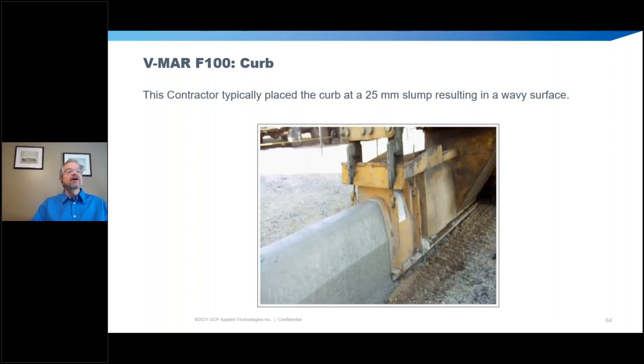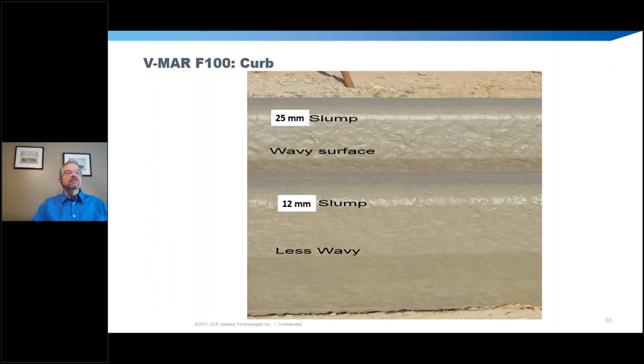Okay, typically a contractor places a curb at a 25 millimeter slump and it results in a wavy surface. And this was an actual case. So at the top, he placed the 25 millimeter slump with a wavy surface. He added the F100 and then placed it at a 12 millimeter slump. And you can see that it's way less wavy.